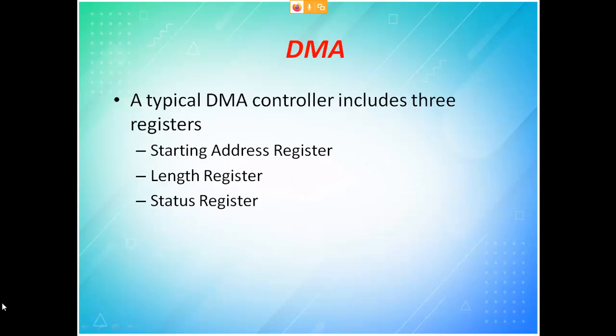A typical DMA controller includes three registers: the starting address register, the length register, and the status register. I think you all know what status is. Status is nothing but the current situation of how much has been transferred, and the length register will tell the byte length of that particular device, whether it is 8-bit or 16-bit. Then the starting address register. All these three will be held by the DMA.